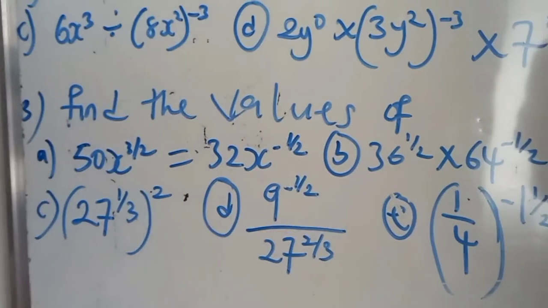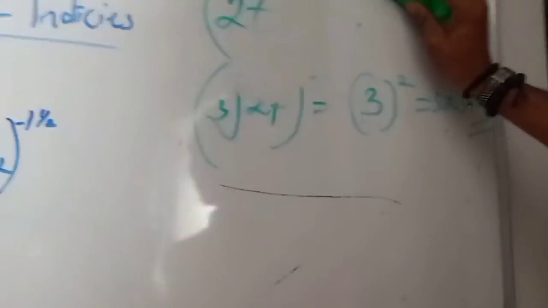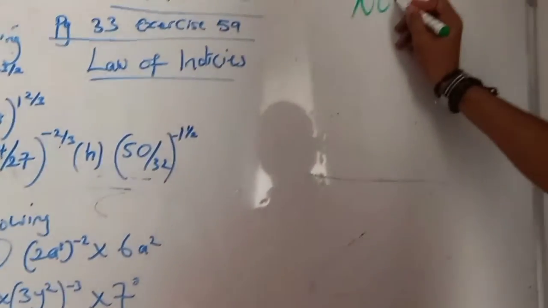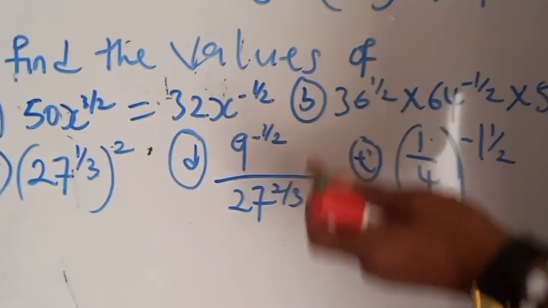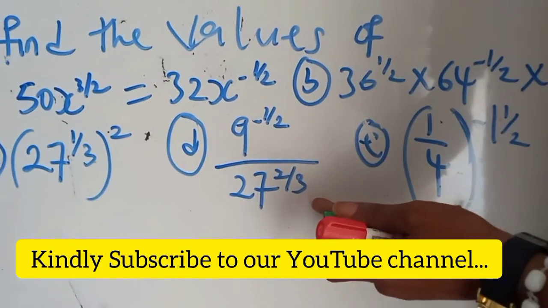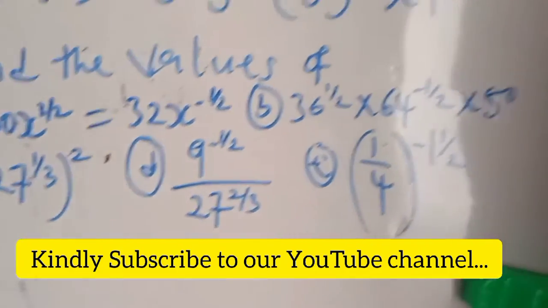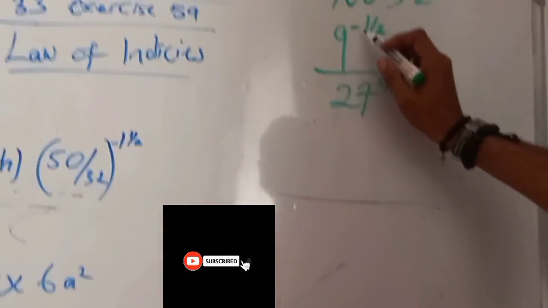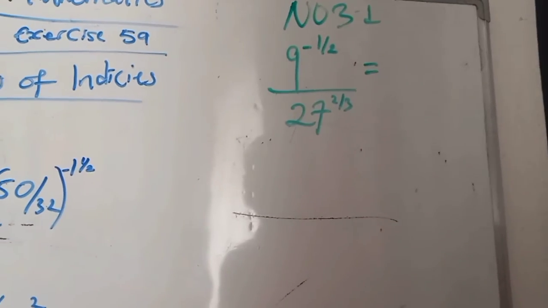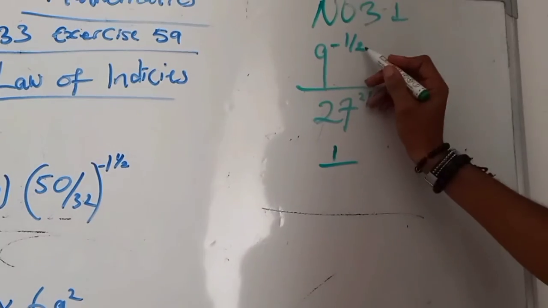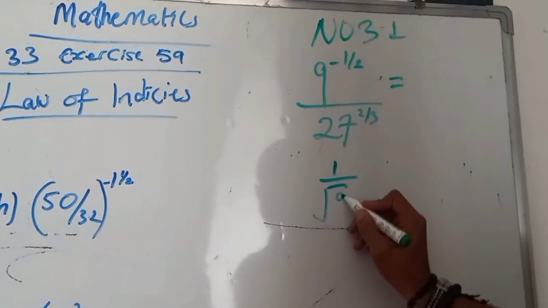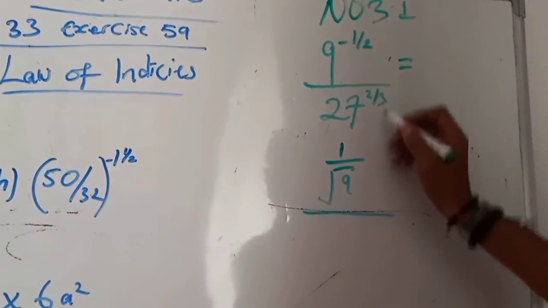So we go to number 3D, which is 9 raised to the power of negative fraction over 27 raised to the power of 2 over 3. This is the question. What happened? This is a negative law, which means fraction. So minus means 1 over. And this is a fraction, which is the square root of 9 over the cube root of 27.